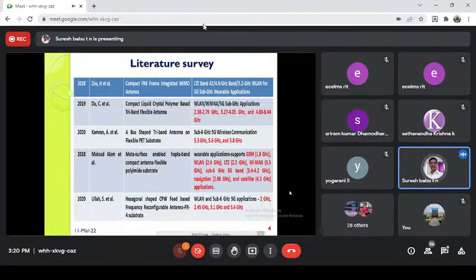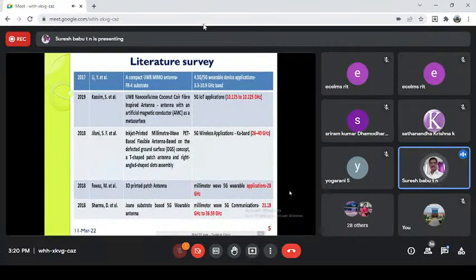Mushtaq Alam et al. proposed a meta-surface enabled hepta-band compact antenna on a flexible polymer substrate that resonates in seven bands. Right? Then Ulyas et al. proposed an externally shaped CPW fed frequency reconfigurable antenna using the FR4 substrate, resonating only at sub gigahertz, 2 gigahertz, 2.45, and 3.0 gigahertz, 3.4 gigahertz. So these authors propose only the sub gigahertz operation of the wearable antennas.